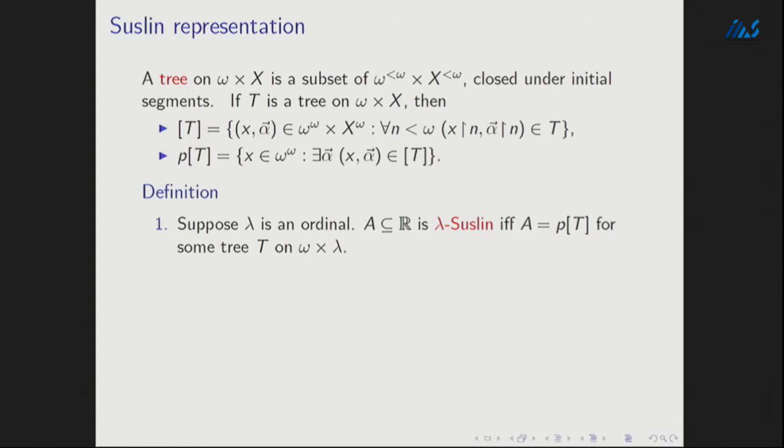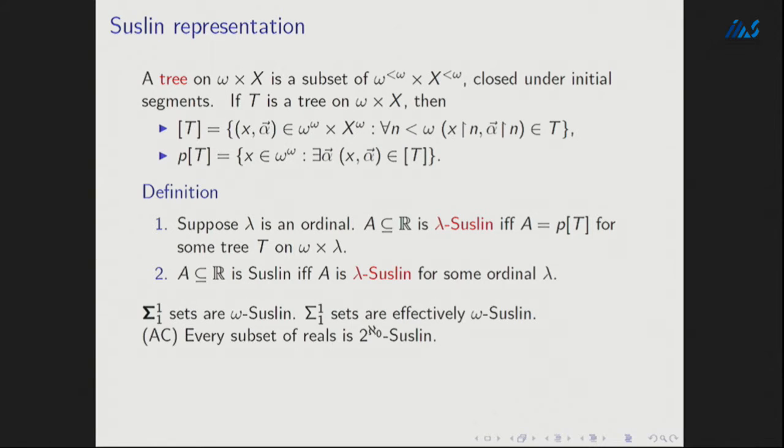and we define a set of reals to be lambda-Suslin if it is the projection of a tree whose second coordinate is on this ordinal lambda. So it is Suslin if it is lambda-Suslin for some lambda. So some classical results: Σ¹₁ sets are omega-Suslin. So it is a projection of a tree essentially on omega. And the lightface Σ¹₁ sets will be effectively Suslin, so the tree will be effectively computable.